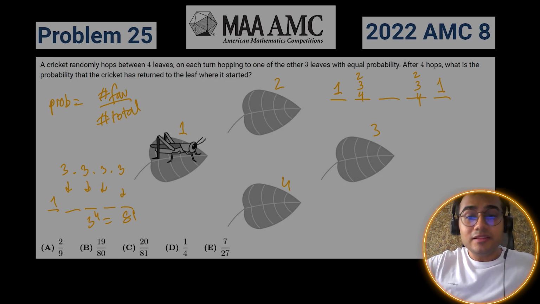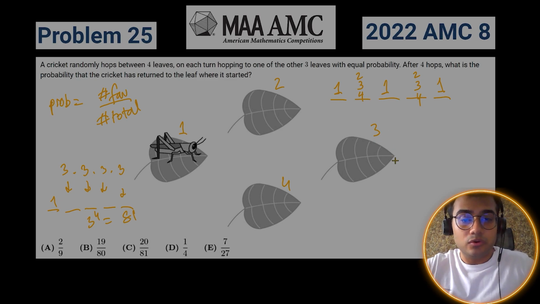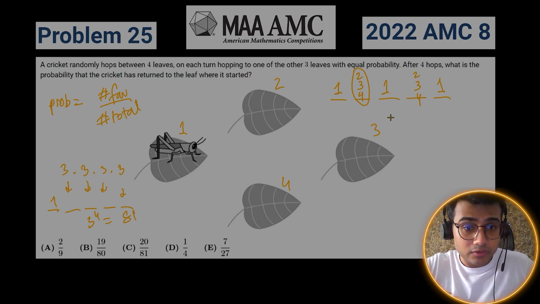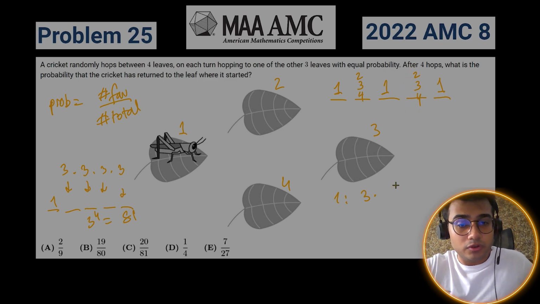Now the middle one we can systematically count. Let's say that the middle one is 1 as well. In that scenario, how many possibilities would we have? We start at 1, we have 3 possibilities for the first hop, then we go to 1, and then we have 3 possibilities for the third hop, and then we go to 1. So 3 times 3, there are a total of 9 possibilities in the case that the middle one is 1.